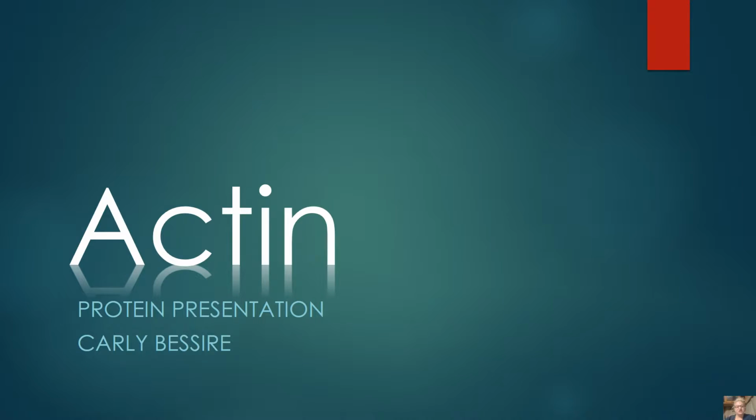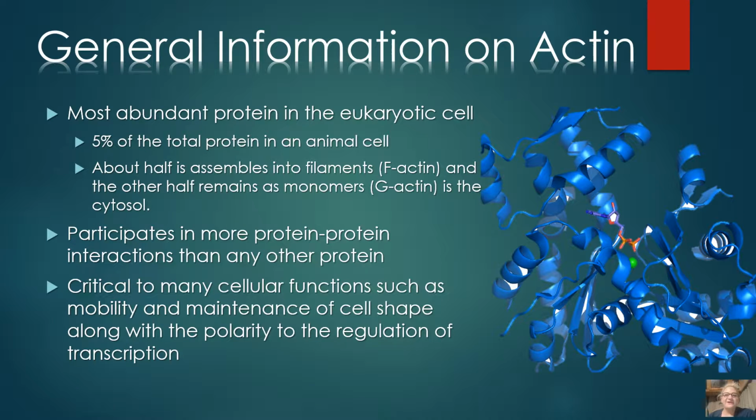All right, so we're gonna move forward. We're gonna talk about general information on actin before we talk about any kind of functions. We're gonna talk about the functions, diseases caused by actin, all sorts of stuff about actin. But first, we're gonna learn about actin in general. It is the most abundant protein in the eukaryotic cell. It accounts for 5% of the total protein in an animal cell.